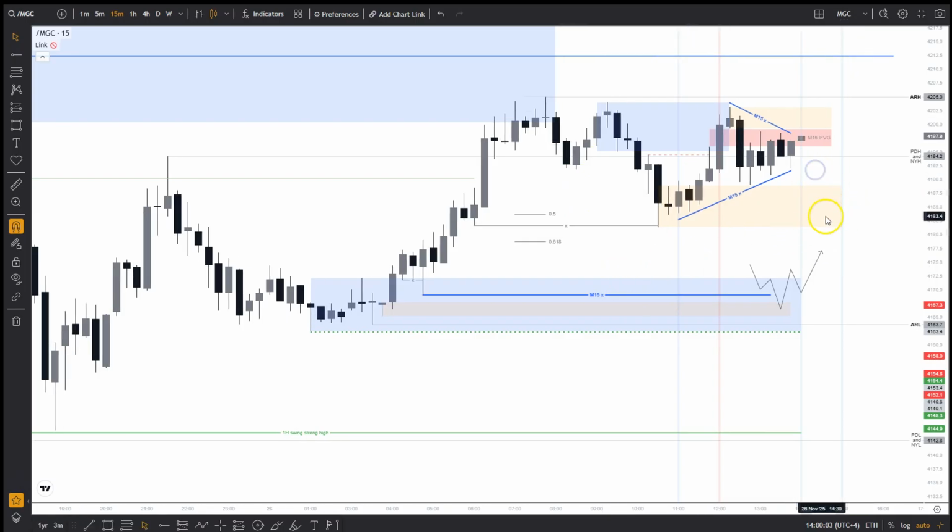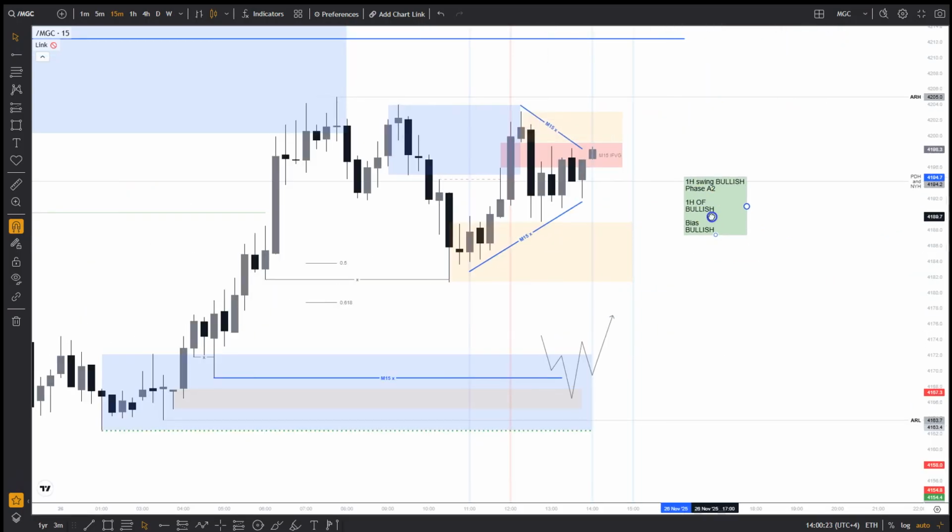And then we have supply. So what we can do, we can trade the Asian range high breakout if we got there. Of course, we favor buys, and we consider buys only because 1H swing is bullish, it's a run. 1H order flow is bullish, and bias is bullish. So we consider only buys.